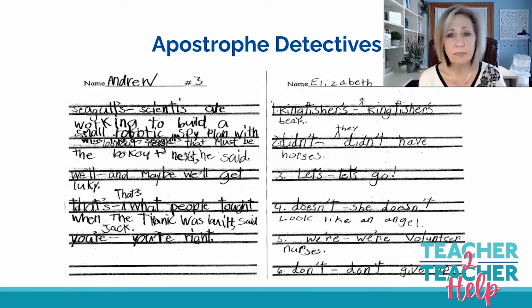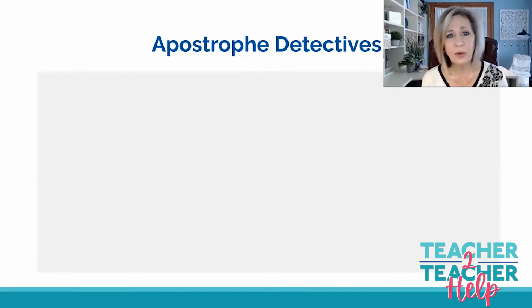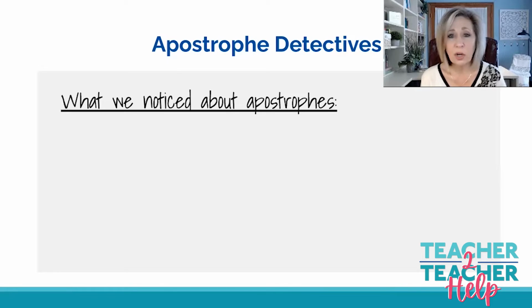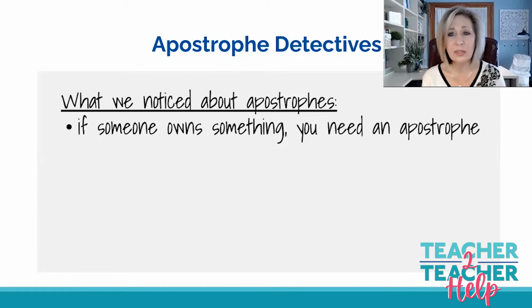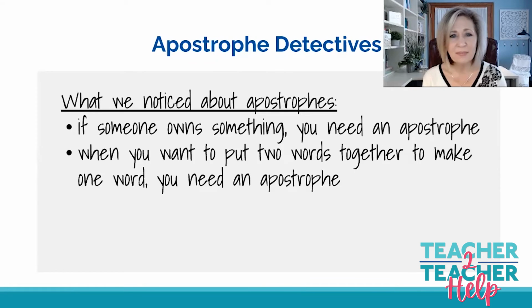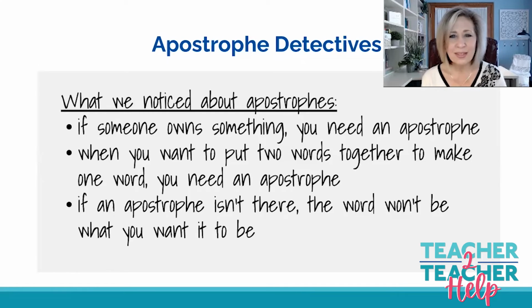We just collected. So then the next thing we did was bring all of those together and discuss them, and we did some noticing. So on chart paper, I said, what did you notice about apostrophes? And these are some of the things that the students said. They said, well, if someone owns something, you need an apostrophe. They said, when you want to put two words together to make one word, you need an apostrophe. And then someone said, well, if an apostrophe isn't there, the word won't be what you want it to be. So I just wrote down simply whatever students noticed.